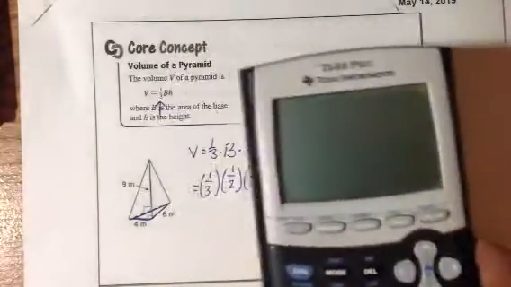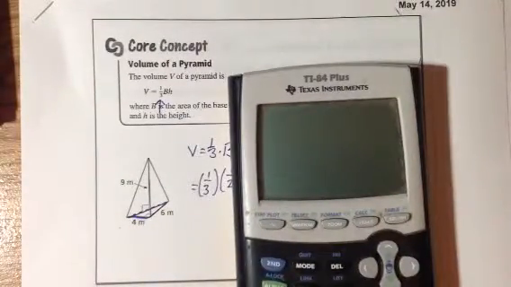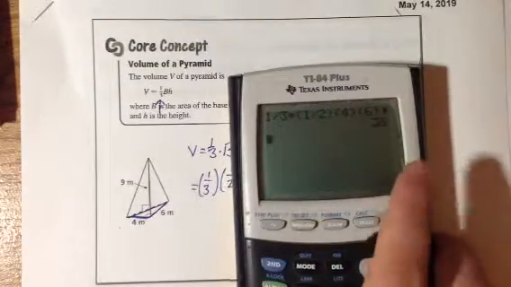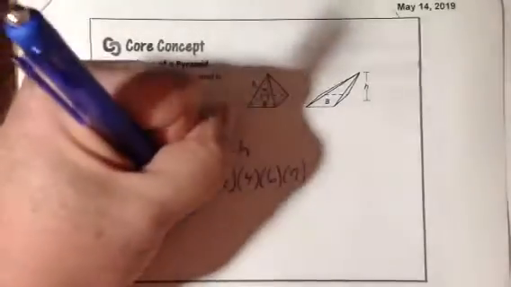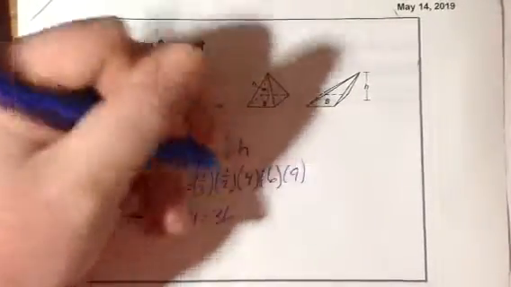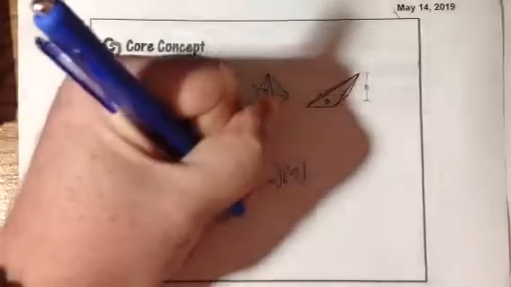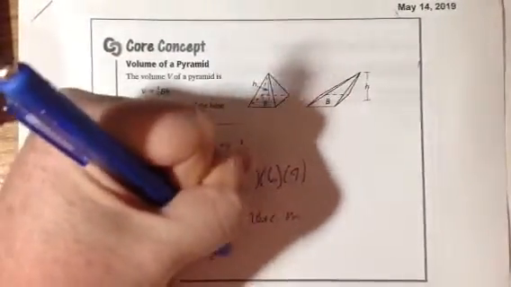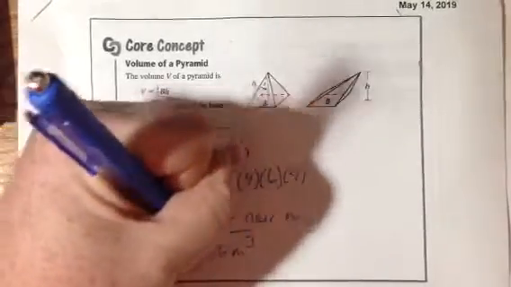Alrighty, so let's see what we get. 1 over 3 times 1/2 times 4 times 6 times 9, 36. So the volume is 36. That's in meters, so it would be cubic meters, or we can write that 36 m to the third power.